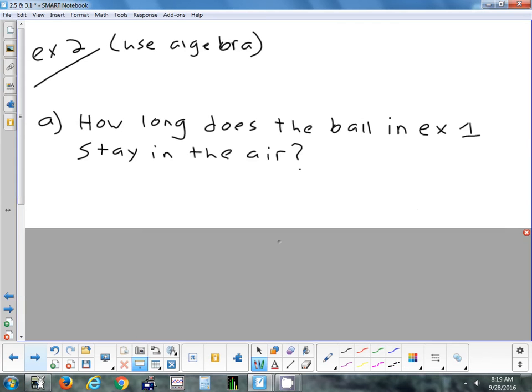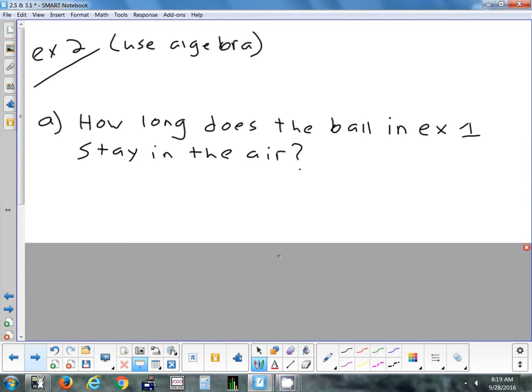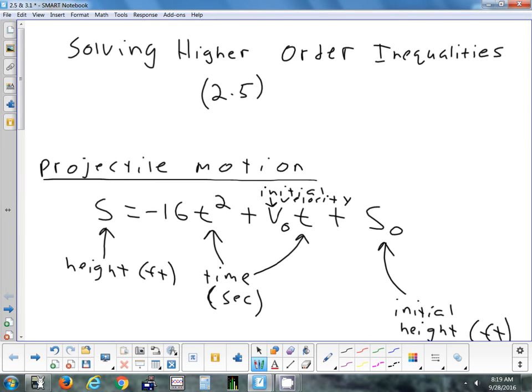All right, so now let's figure out, using algebra, how long the ball stays in the air. Okay, what does that mean? How long the ball stays in the air? What's something we can try to tie into this equation? Something about height. The ball is in the air, and it's going to be an inequality. Yep, Josh? Whenever the height is greater than 0.